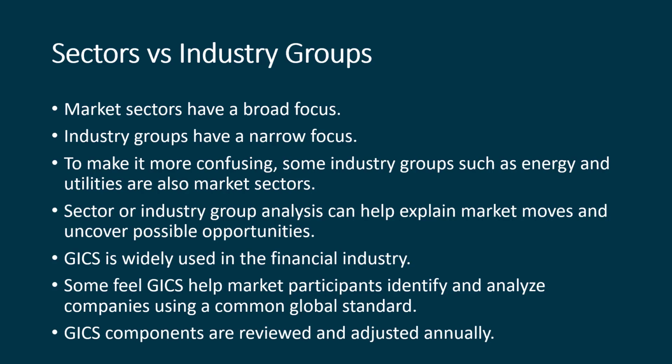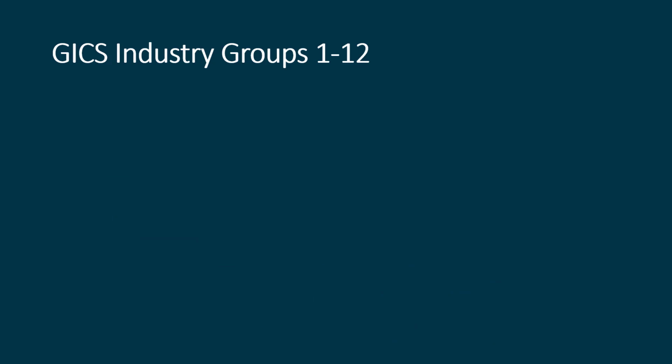And then GICS components are reviewed and adjusted annually. So they adjust these things, they make some changes. Companies change over a period of time. When it's warranted, they will make adjustments to the industry groups. So let's go through some of the industry groups that I use, and there are 24 of them, and on this page I'm just going to list 1 through 12. I'm really just going to mention them. I may give a little bit of information about each one.